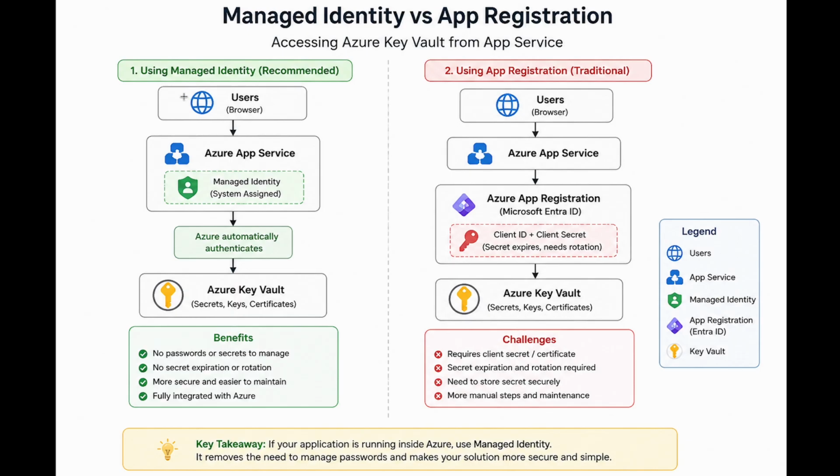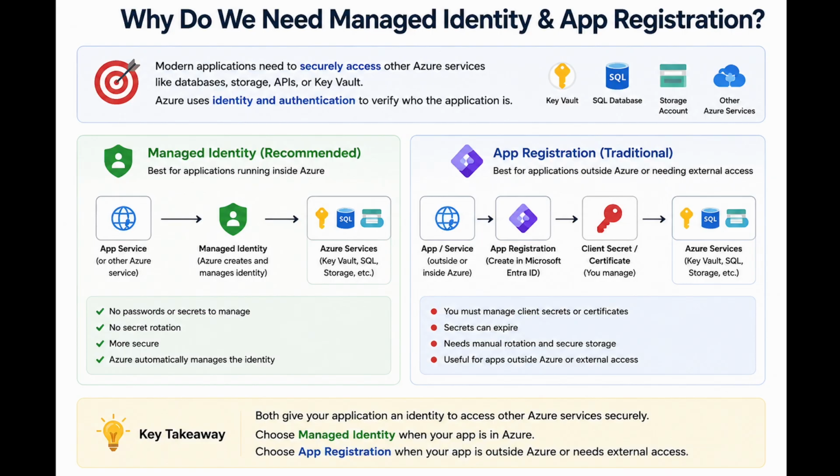So we'll have our users, and in the browser our Azure App Service will access the Azure Key Vault without any password, secrets or certificates. Azure will automatically authenticate using managed identity, and our application will securely retrieve secrets from Key Vault using managed identity. Now, before understanding which is the best, managed identity or app registration, we need to understand why we need these both options in the first place.